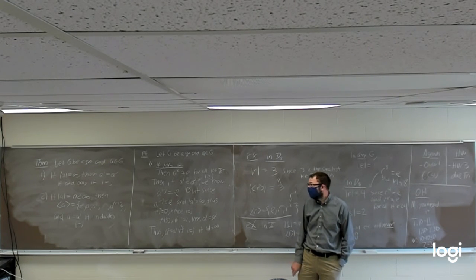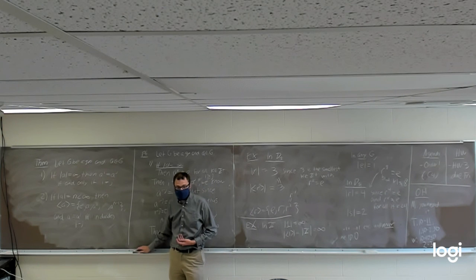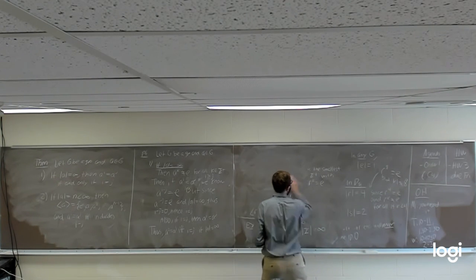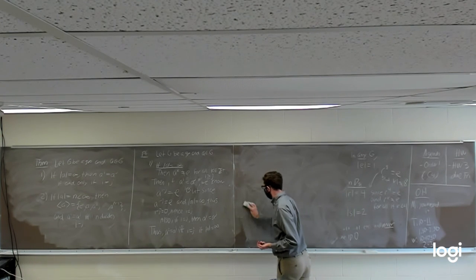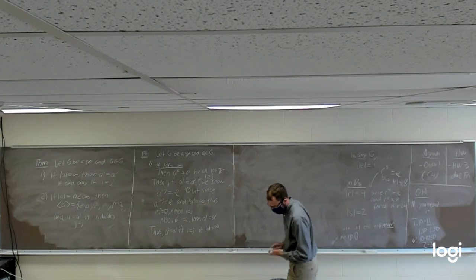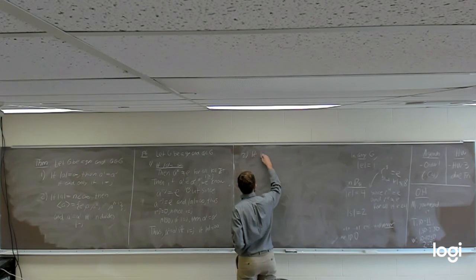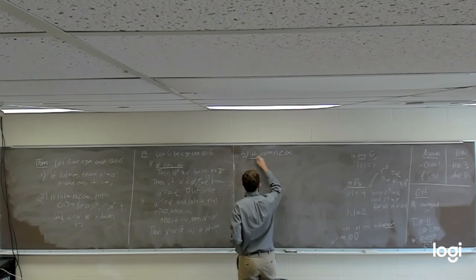Okay, I said this is a long one, and I meant it, because part 2 is a lot harder than part 1. We're going to get our hands dirty with some number theory here. So here's part 2. And this is going to be the case where the order of a is finite.